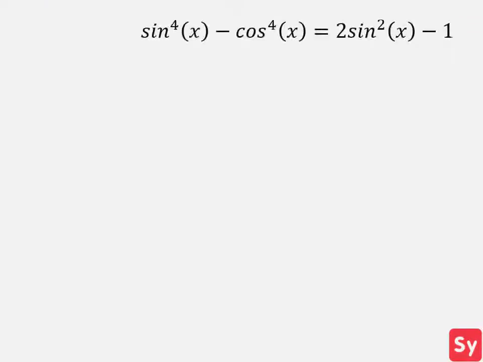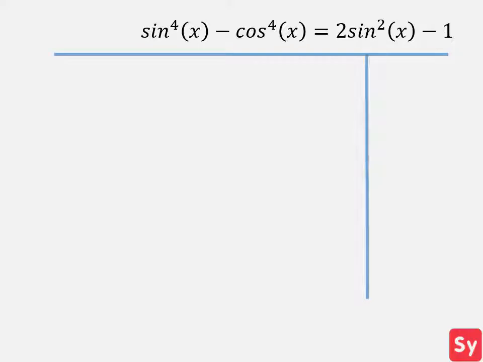Last example, we have sine of x to the 4th minus cosine of x to the 4th equals 2 sine of x squared minus 1. We will add the t-chart. Now we will pick the more complicated side. In this case, it is hard to tell. So we are just going to go with the left side because we can see that there is a difference of squares. So first, we will factor.